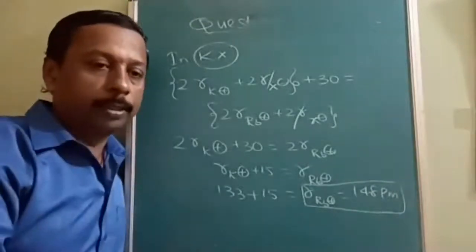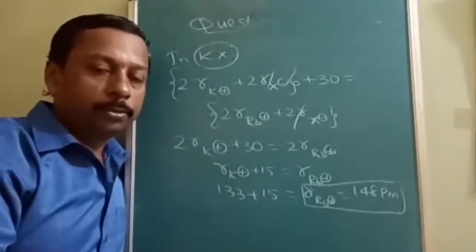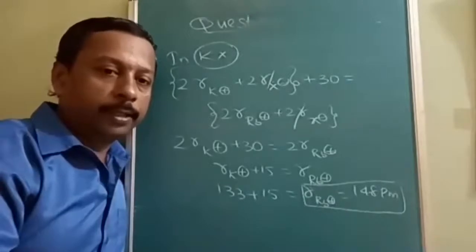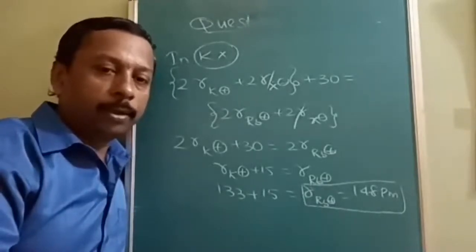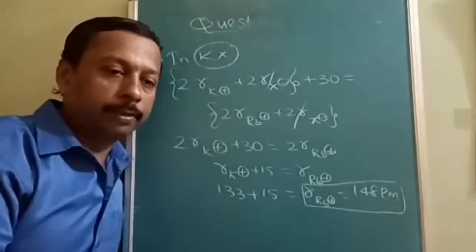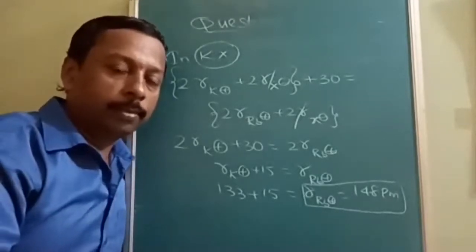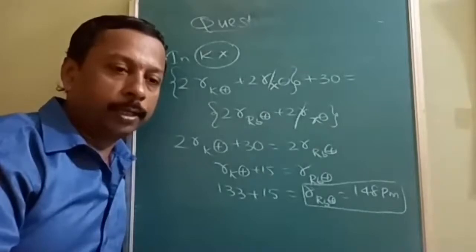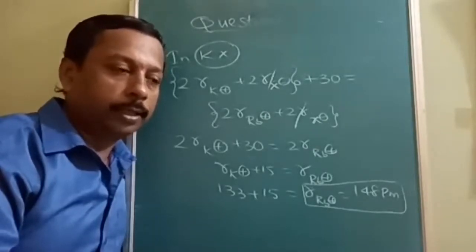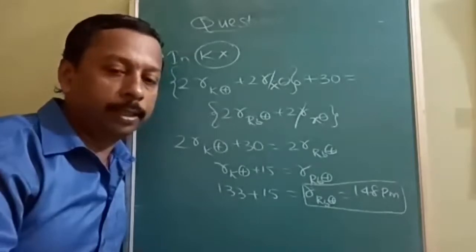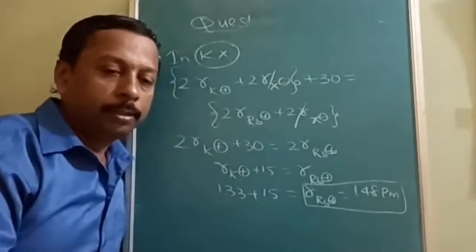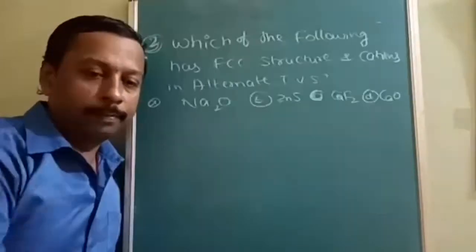So r Rb plus is 148 picometer. Okay. So the type of crystal is very essential to solve because it is not necessary that everything will be on the edge center. If it is on body center, we will use body diagonal. If it is on face center, we will use face diagonal. As it is edge center, this question is a little bit easier.